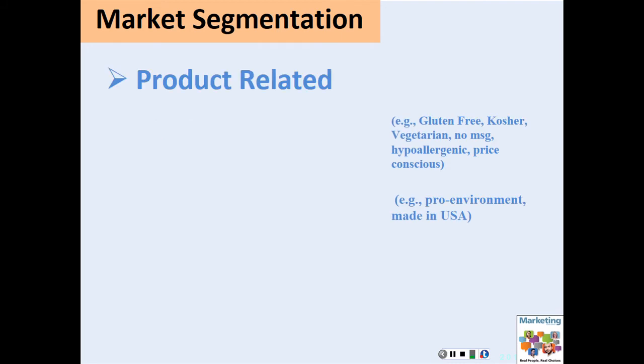Now, product related. Here we mean, are there differences in the manner in which consumers look to the product? What is it in the product that they look for? And here are some examples. So, consumer A might look for a particular specific feature, consumer B might look in the same product for some other specific feature.